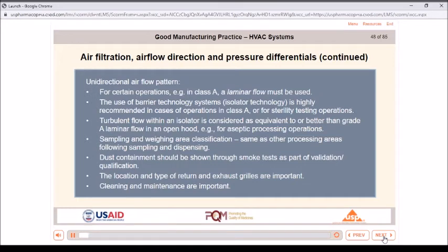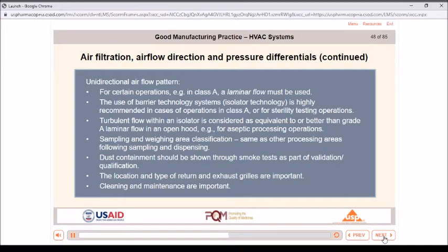Air filtration, airflow direction, and pressure differentials continued. Unidirectional airflow pattern. For certain operations, e.g. in Class A laminar flow must be used. The use of barrier technology systems, isolator technology, is highly recommended in cases of operations in Class A or for sterility testing operations. Turbulent flow within an isolator is considered as equivalent to or better than grade A laminar flow in an open hood, e.g.